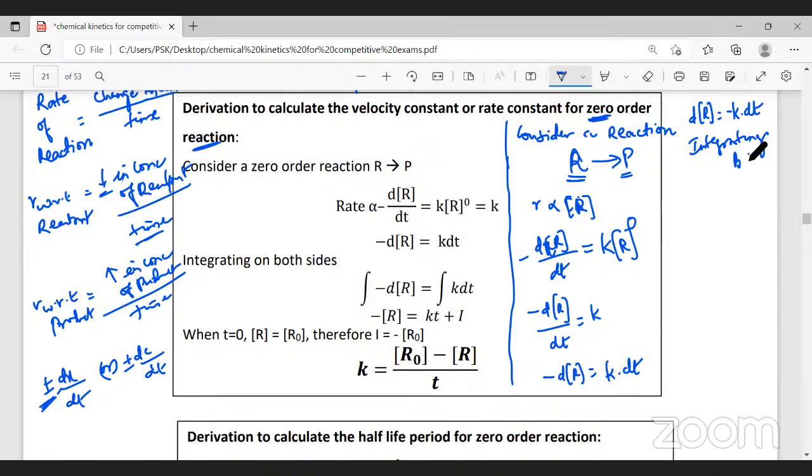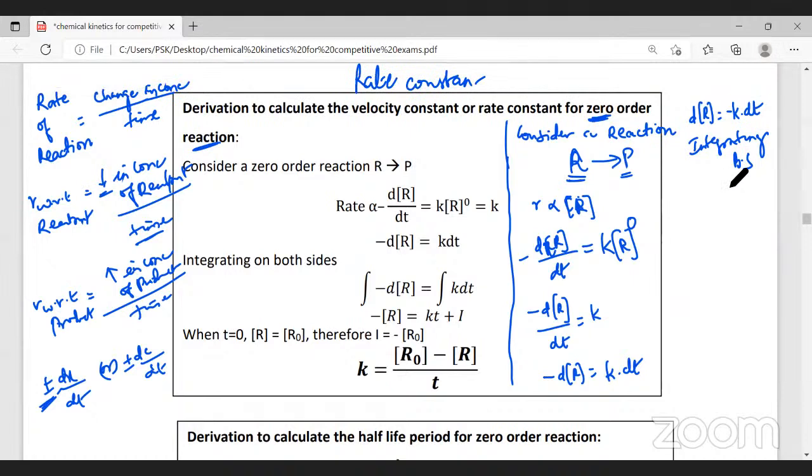Integrating both the sides. I don't know whether you have learned integration in mathematics. What is calculus? Differentiation you would have learned. Differentiation and integration are part of the topic called calculus. Very good topic. All right. Now integration we represent by the symbol like this. Integration is the reverse of differentiation.